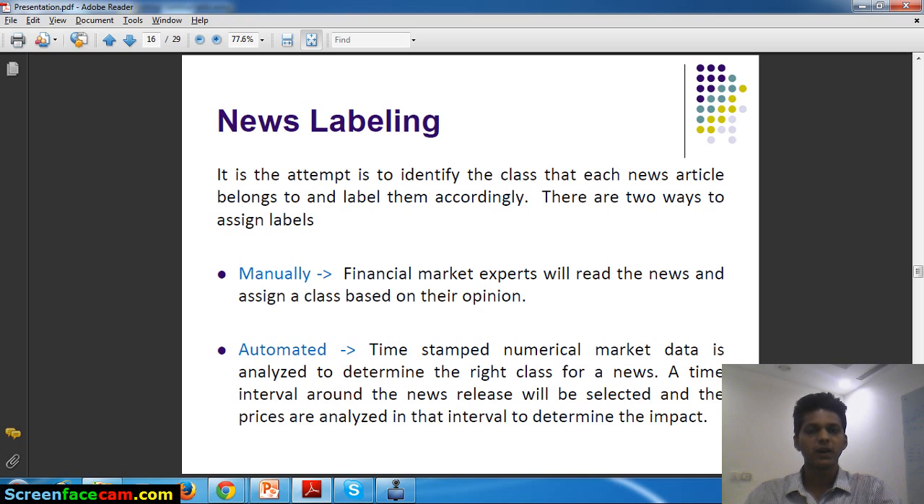When we're talking about manual labeling, there will be some people called financial experts who have deep knowledge in the financial domain. They will read certain news articles and assign a class based on their opinion. When we're talking about automated news labeling, the news as it comes will have a particular timestamp. For example, a news item comes on the first day of a week and another comes on the fourth day of a week. The news on the first day of a week will have a timestamp before the news on the fourth day of a week, and thus they get labeled.